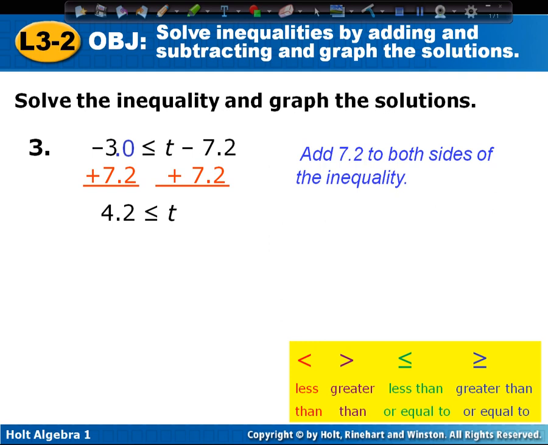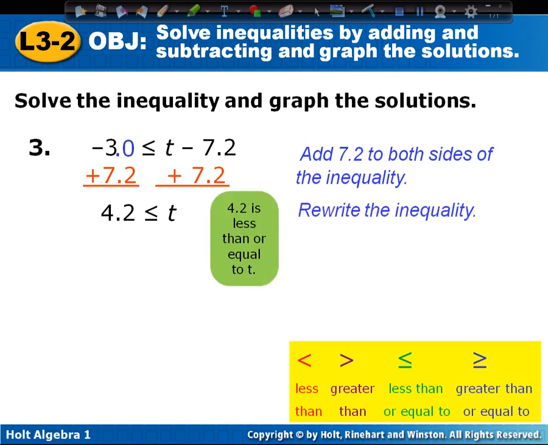Now when we go to set this, we have to set it with the t on the left-hand side. Also, if you're going to shade the direction the arrow is pointing, the variable has to be on the left and not on the right. So we're going to flip this entire thing around and rewrite it.